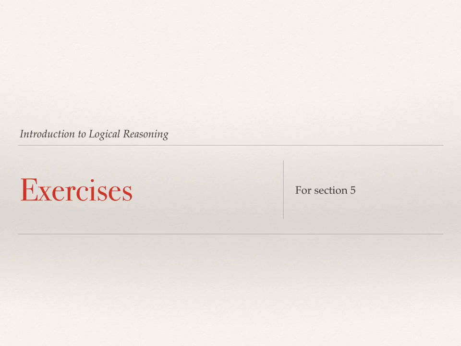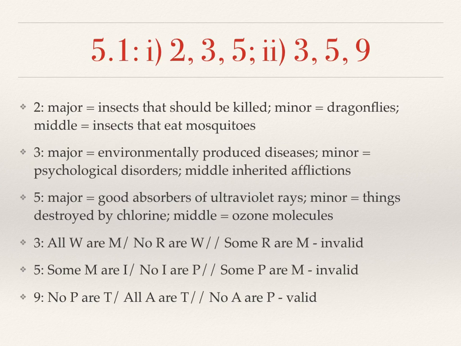Okay, now we're going to go through some of the exercises here for section 5. For exercises on 5.1, you're asked to identify the major, minor, and the middle terms. You don't need to identify the various types, A, etc. Just identifying the major, middle, and minor terms. So for number 2, the major term is insects that should be killed. The minor is dragonflies. And the middle is insects that eat mosquitoes.